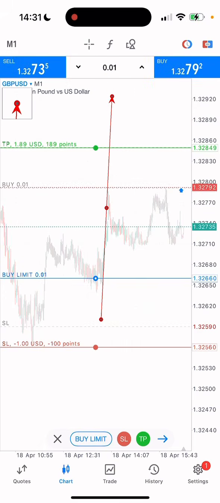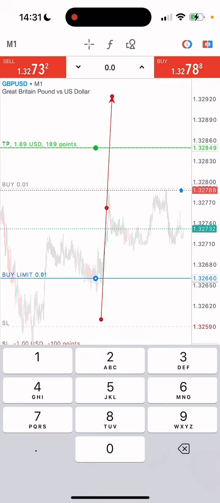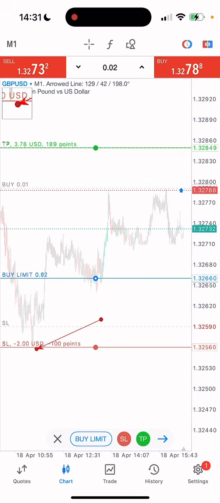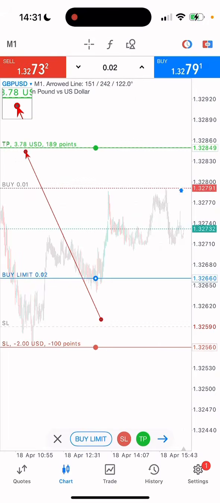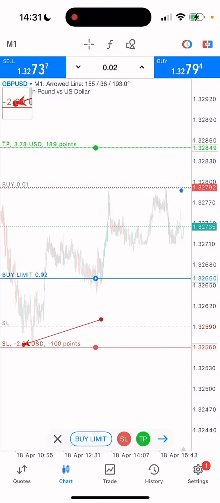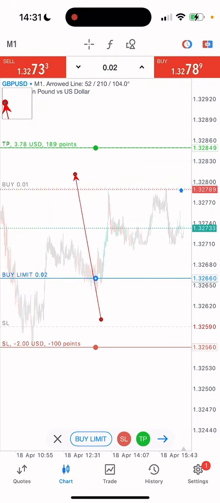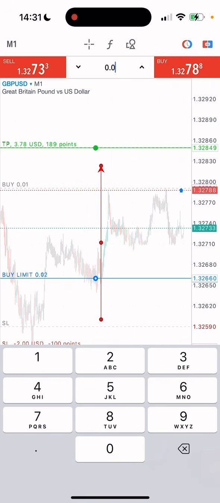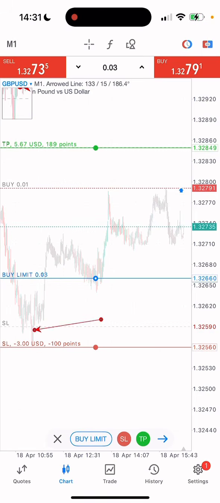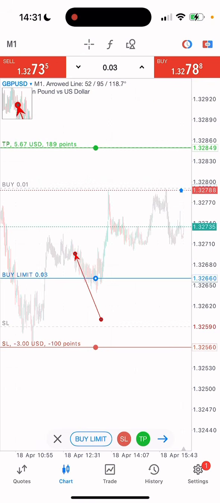If I increase this lot size from 0.01 to, let's say, 0.02, how much are we going to have? Let's see. Now it has increased from $2 to 3.78, meaning I'm risking $2 to make 3.78. Not bad. Let's see if we increase it to 0.03. $3 to make 5.67. At this point, you should notice a pattern. Per 0.01 increase, you get a multiple of the original number.